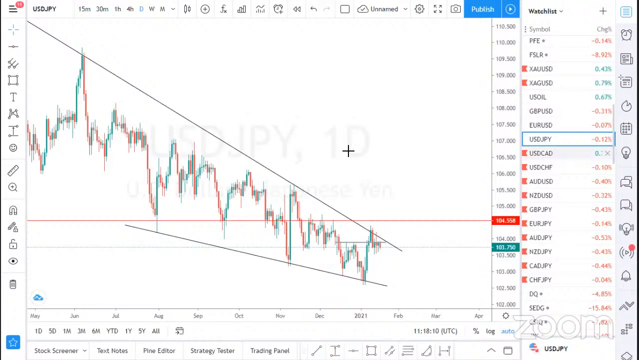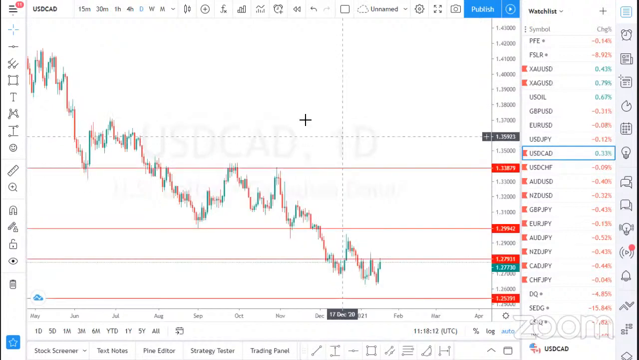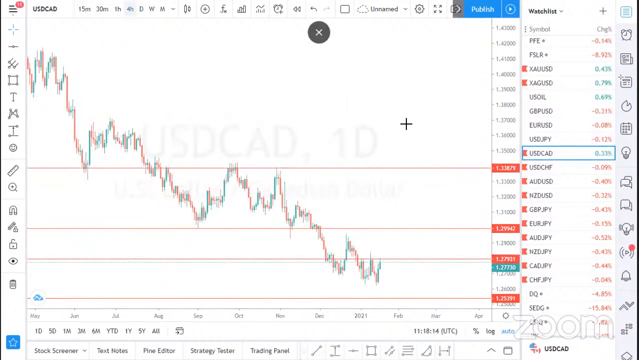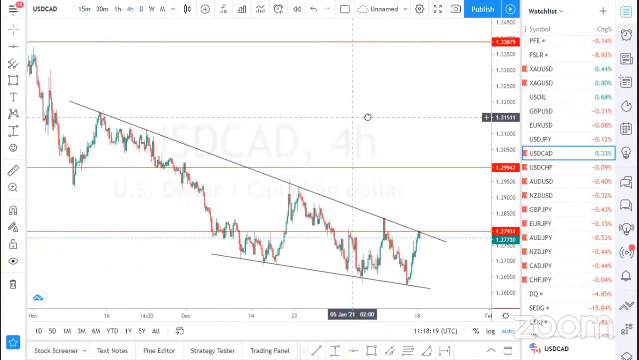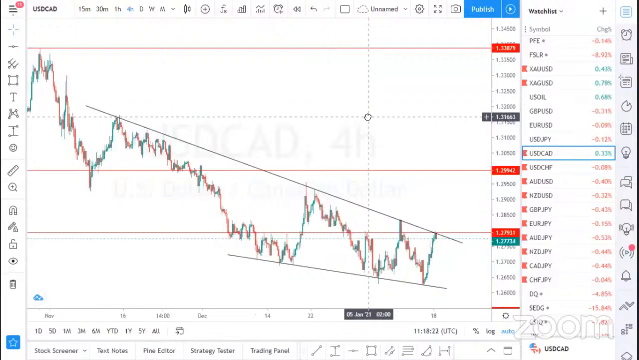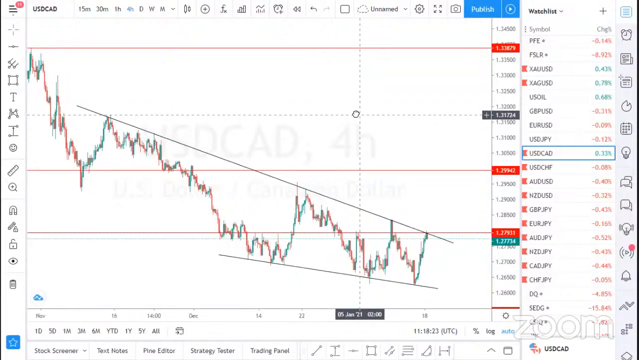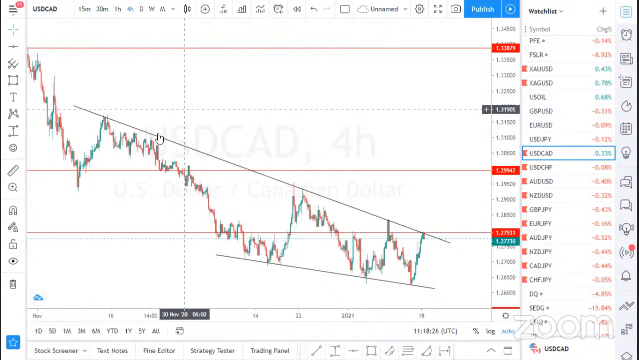So let's check on the USD pair against the Canadian dollar. Let's check the 4-hour chart frame. Here is the 4-hour chart frame of the USD paired against the Canadian dollar. This currency pair is currently trading still under the influence of this dynamic resistance trend line we got right from November 2016.